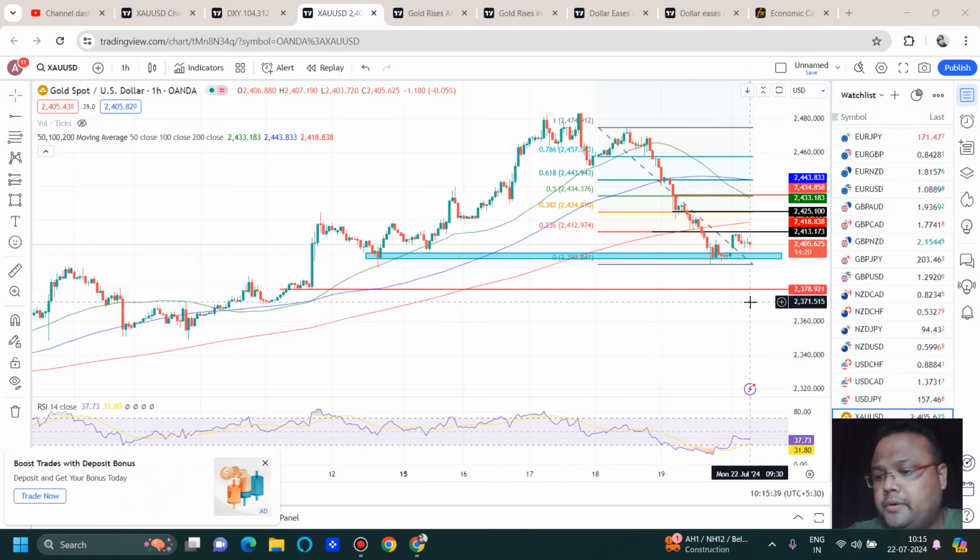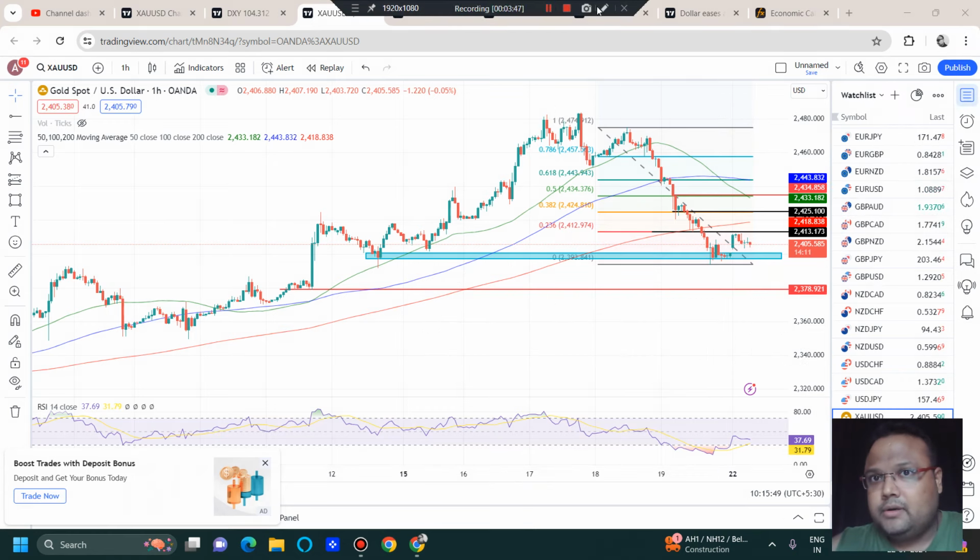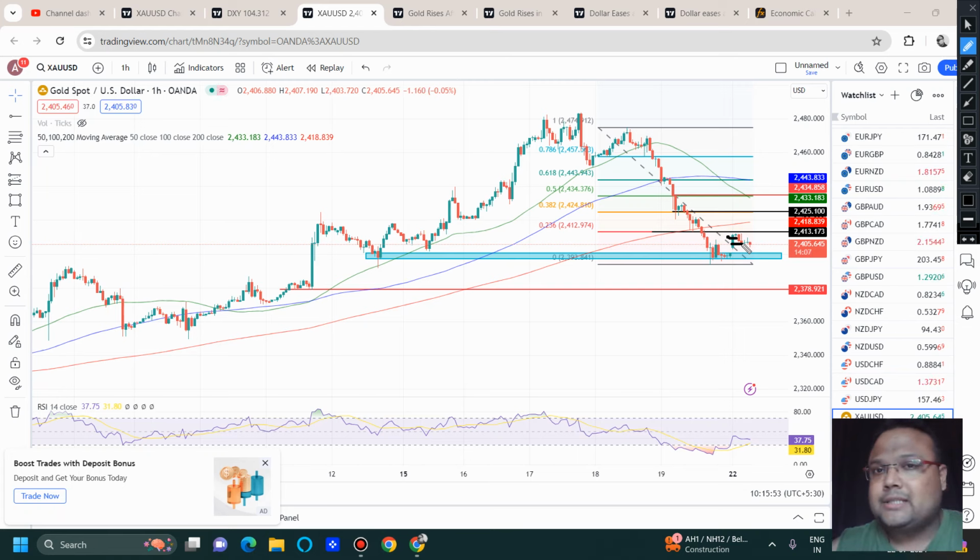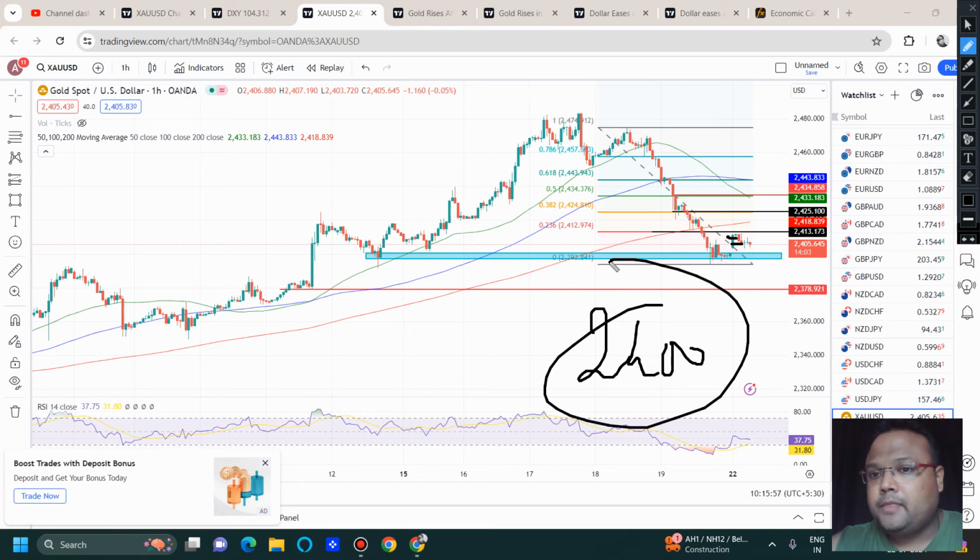And if you're a day trader, if you have taken buy above 2400 and market starts falling, you need to exit below 2400. Because we have seen that market is showing recovery because of softer dollar, and if dollar starts going up again, there will be pressure on gold. So if you are on a buy as a day trader, you can exit once market breaks 2400.